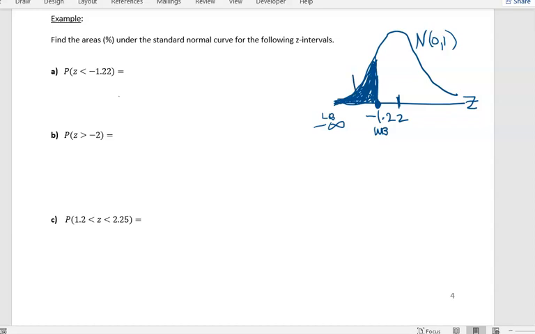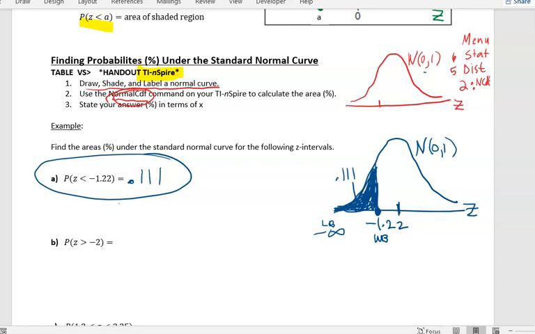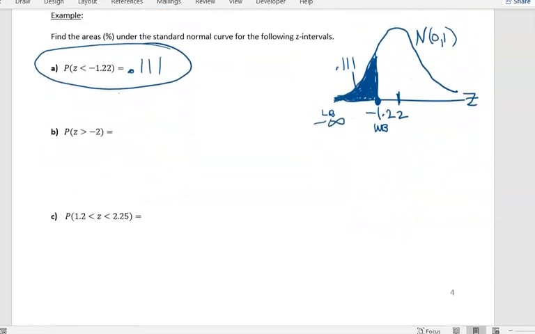That means that the proportion of the curve between those areas is 0.111, or in other words, that is the probability. We're looking at about an 11.1% chance of getting a number between negative infinity and negative 1.22 on this curve. So this NormCdf, the CDF part is the cumulative density under the curve. It's going to tell us how much area is under the curve within that region. You put in the boundaries, it tells you the area.